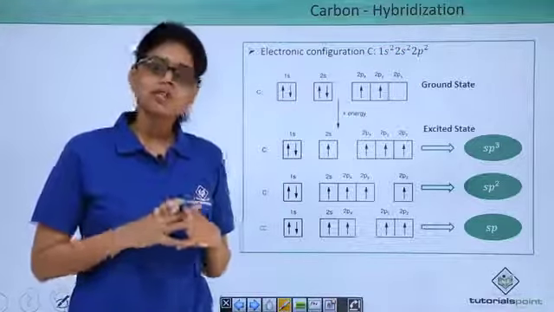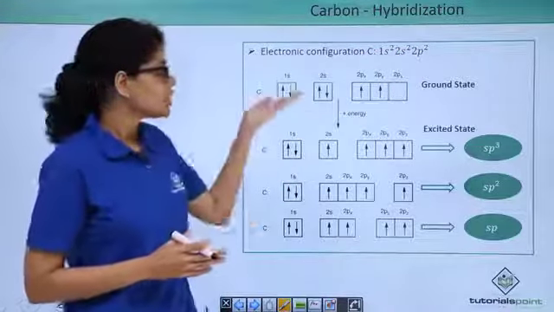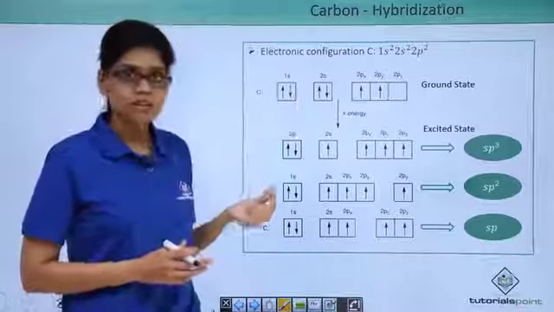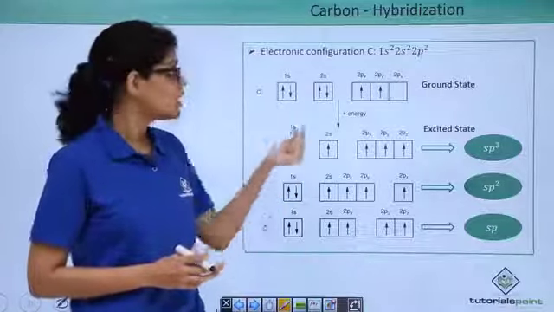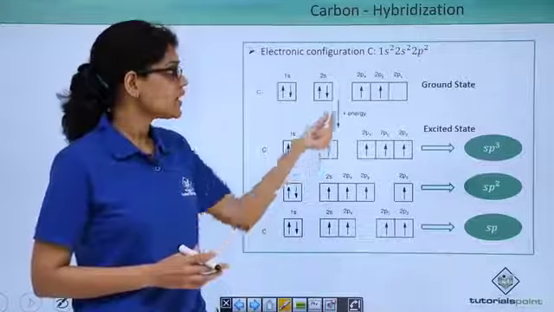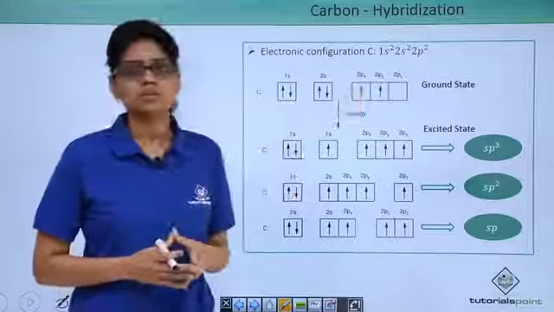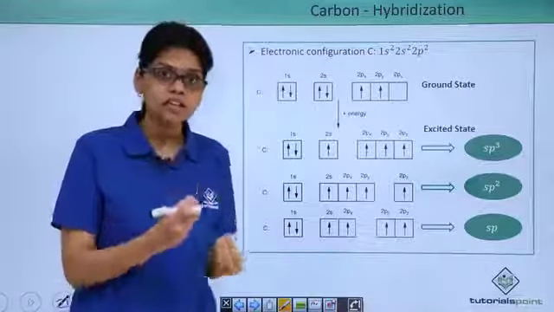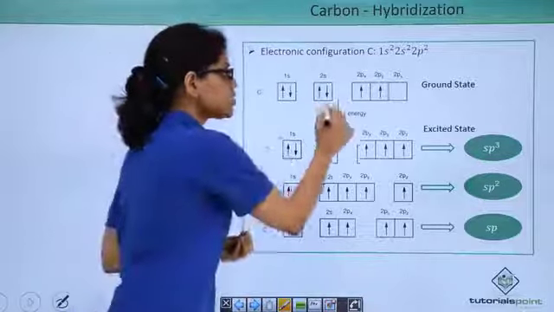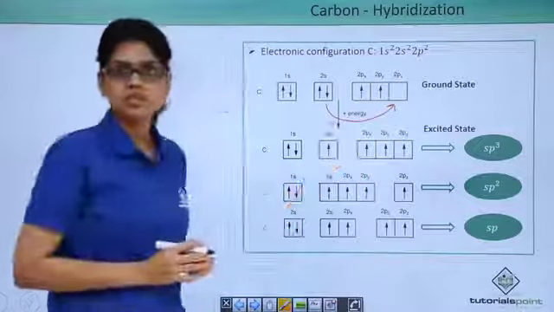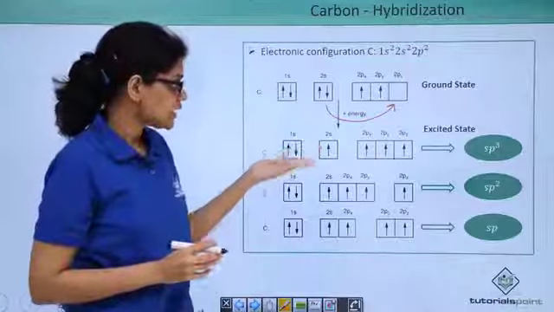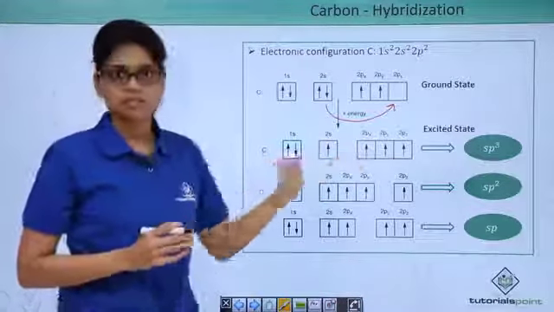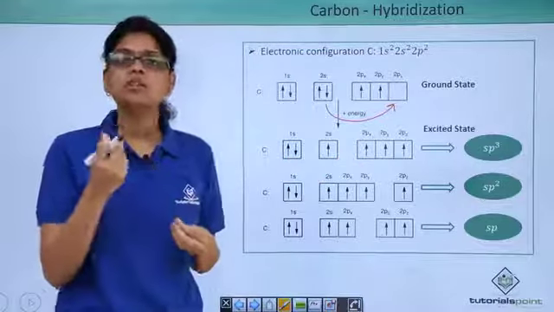Now if you write the ground state electronic configuration, the filling would be something like this. You can see that 1s2 is completely occupied, 2s2 is also occupied completely and 2p is filled according to Hund's rule. Now if we excite this from ground state, if we provide energy, essentially this electron gets promoted to an empty orbital here. And now you can see that the electronic configuration of the excited state looks something like this. Now what do you actually mean by hybridization?